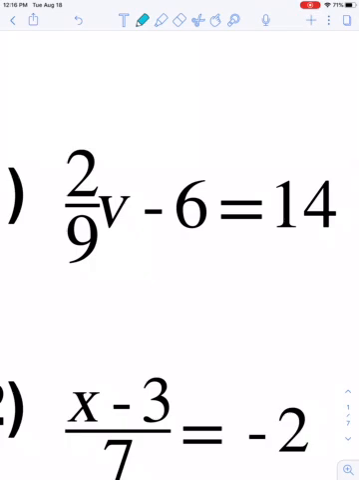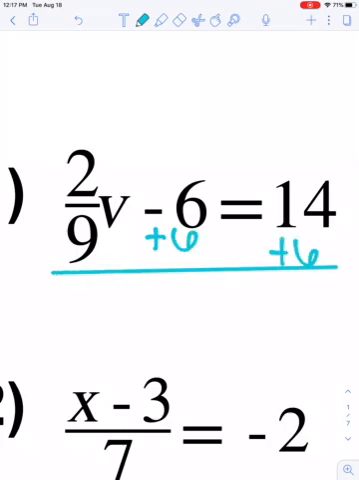So since the 6 is being subtracted, we have to do the opposite to move it. So the opposite of subtracting 6 is adding 6. So we're going to add 6 to both sides. It crosses out on the left, that's the point, and went away. And now we have 2/9 v equals 20, because 14 plus 6 is 20.